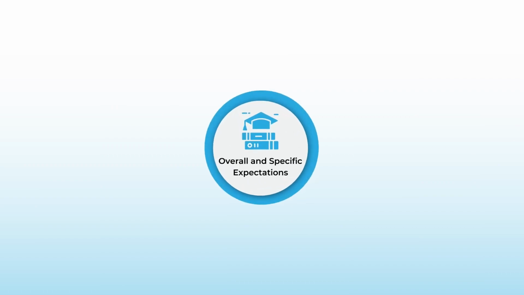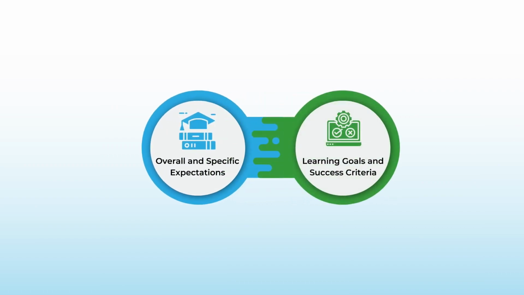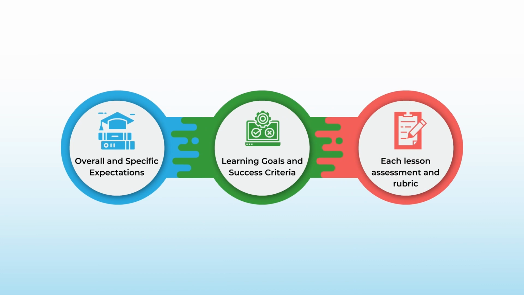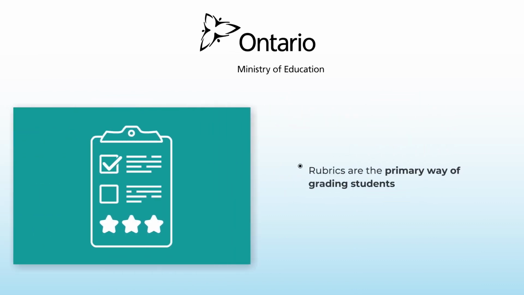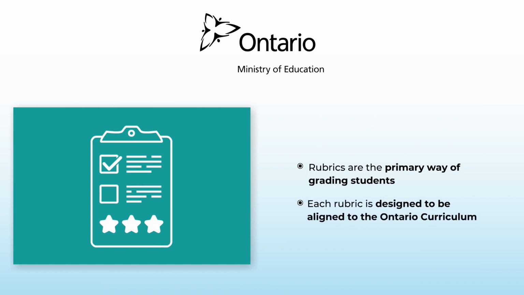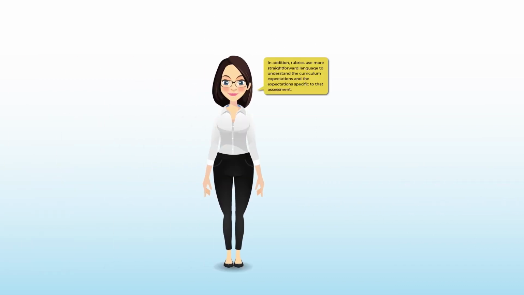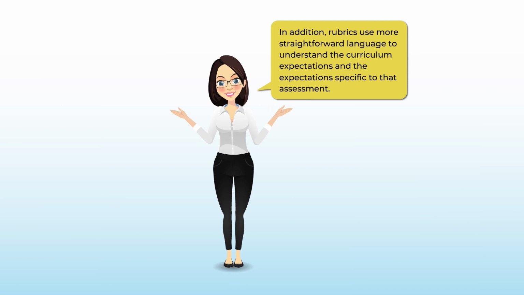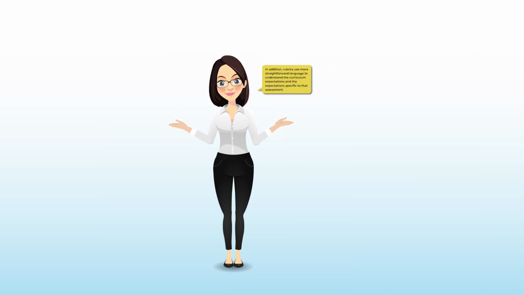From the overall and specific expectations to the learning goals and success criteria, you can see how everything is linked. The link continues through each lesson assessment and rubric. As you know by now, rubrics are the primary way of grading students. Each rubric is designed to be aligned to the Ontario curriculum. In addition, rubrics use more straightforward language to understand the curriculum expectations and the expectations specific to that assessment.